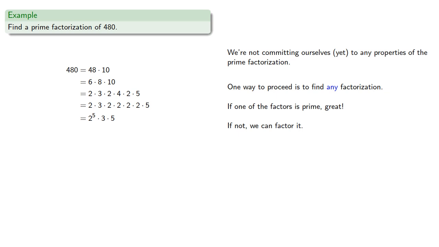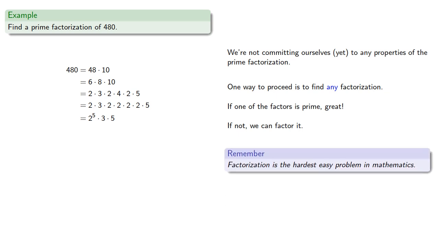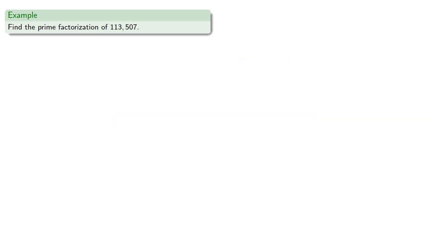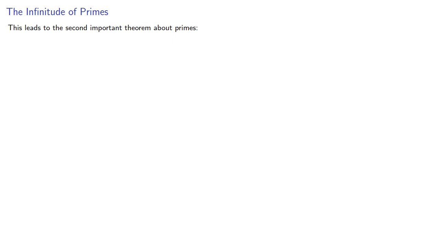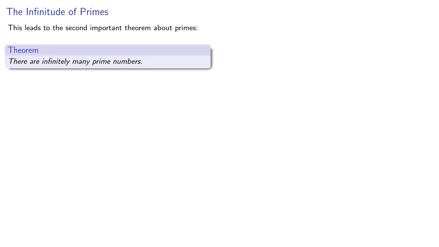Now, this might seem to be easy, but factorization is actually the hardest easy problem in mathematics. It only seems easy because we've only ever done easy problems. For example, we might want to find the prime factorization of 113,507. And a major problem in number theory is how can you tell if a number is prime, and if it's composite, how can you find its prime factors? This leads us to the second important theorem about primes. There are infinitely many prime numbers.